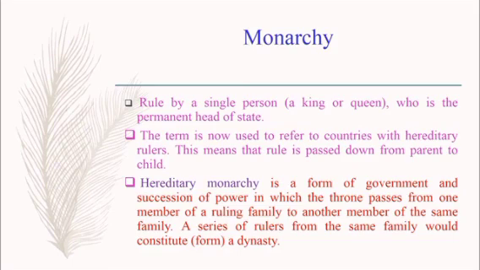Ruled by a single person, a king or queen, who is the permanent head of state. The term is now used to refer to countries with hereditary rulers. This means that rule is passed down from parent to child. Hereditary monarchy is a form of government and succession of power in which the throne passes from one member of a ruling family to another member of the same family.